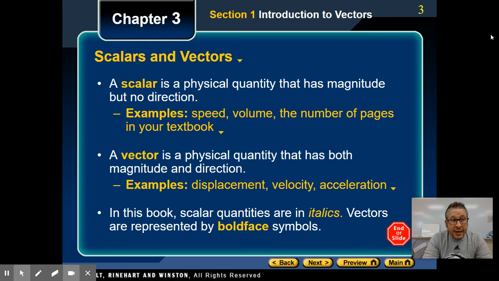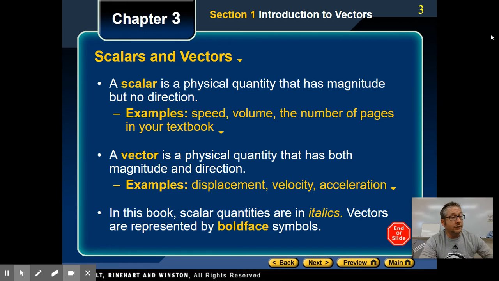A vector, on the other hand, is a physical quantity that has both magnitude and direction. So displacement, velocity, acceleration, all terms that you should know by now. They all have magnitudes as well as direction. So when you're solving for a vector, make sure you include the direction. And you will notice that some of these directions that we're going to be discussing when it comes to vectors are going to be somewhat specific.